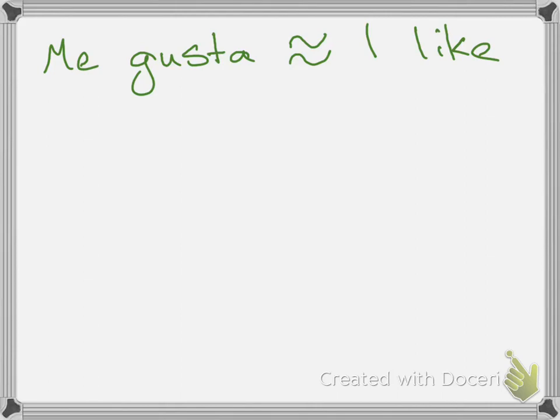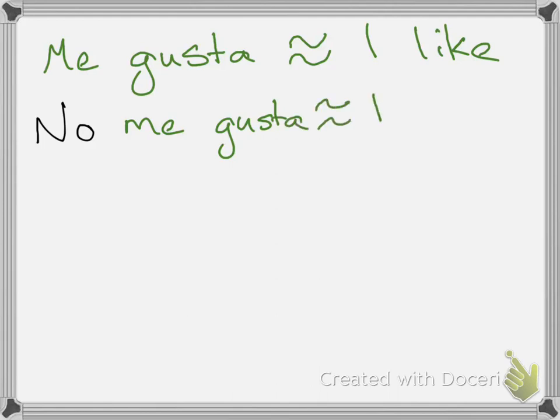So if I don't like something, I'm going to say no me gusta, which is going to roughly, not directly, translate to I don't like. Me gusta chocolate, no me gusta el pastel. I really don't like cake. It's true. Me gustan mis estudiantes, no me gustan los estudiantes disrespetuosos. So me gusta, I like. No me gusta, I don't like.